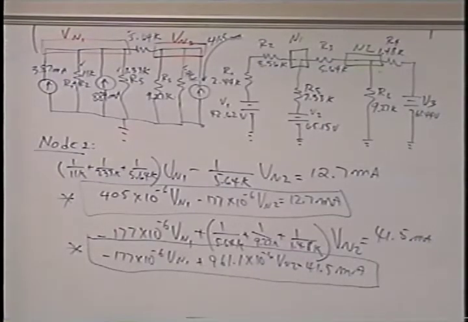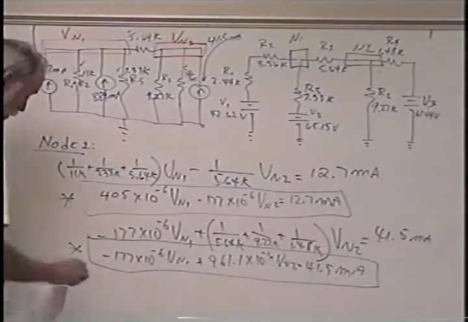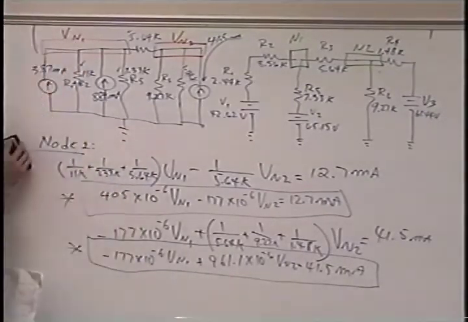I would suggest to you that if you have trouble seeing how I came up with those, you simply watch this section several times, and I think it'll dawn on you. Now then, when I plug those equations into Simul, I came up with a V node 1. I'm going to erase this section here. You got those equations, I hope.